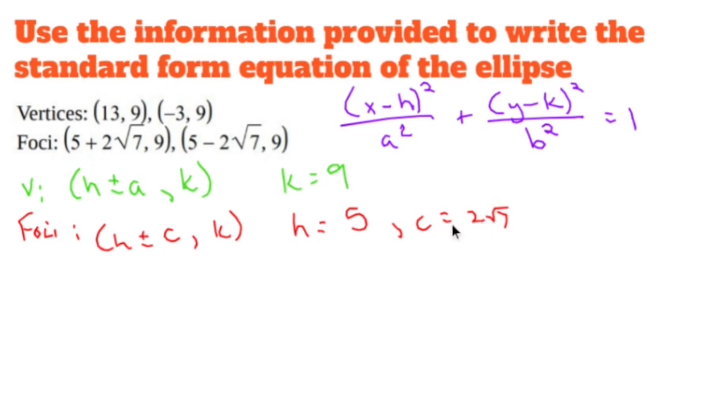With that information, if my vertices were given to me by h plus or minus a, then since this has a difference of 16 between each other, that tells me that a is 8. Okay, so that's because my horizontal major axis is going to be 16, and you're half of that, divided by 2. And so that right here tells me that a is 8.